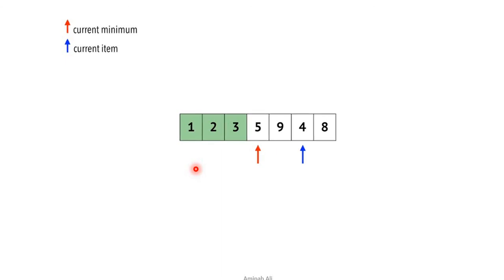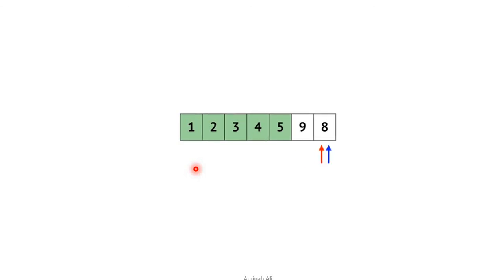When it is compared with 4, we find out 4 is the smallest, so it is compared with 8, and at last 4 is swapped with 5. Then 9, obviously 9 is greater than 5, but 5 is smaller, so it is the current minimum. It is smaller than 8, that is why 5 is swapped with 9, and now we have a sorted partition.